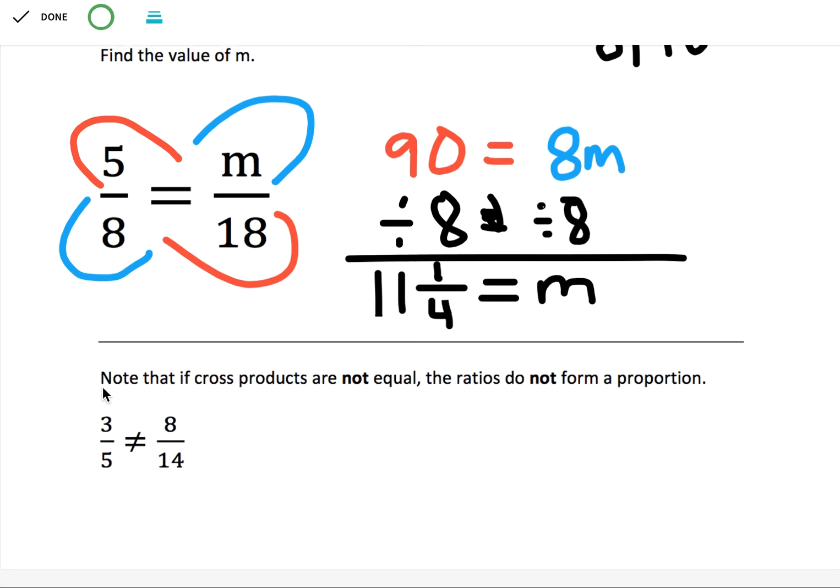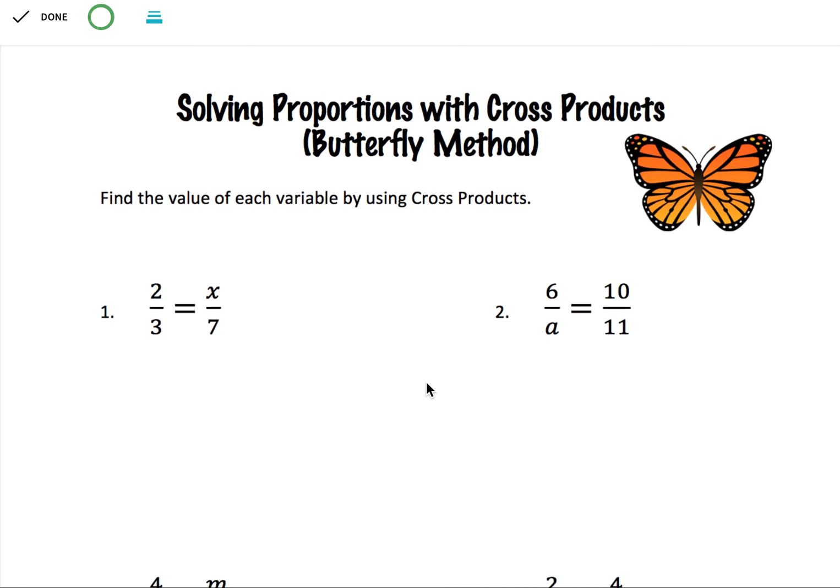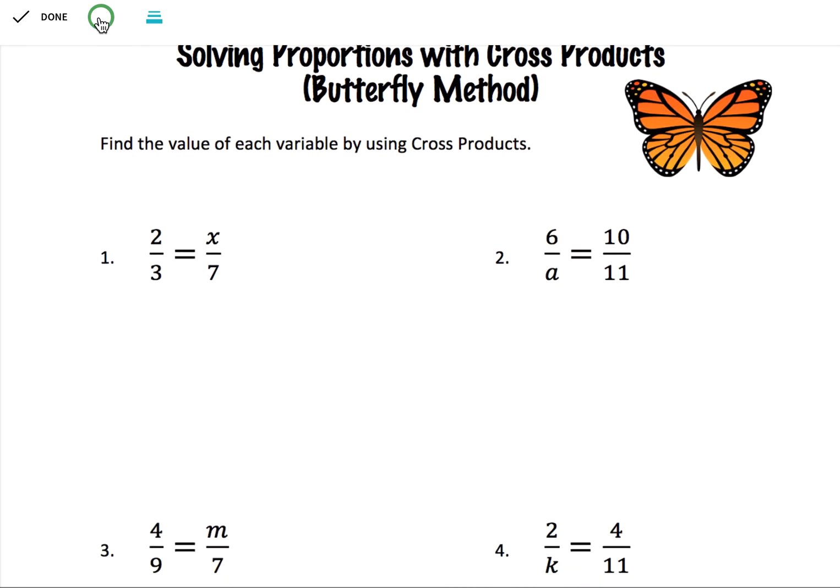And note that if the cross products are not equal, ratios don't form a proportion. That's sort of the inverse of this principle. So let's do one more with the butterfly method. Here we have 2/3 equals x over 7. So 2 is a little bit less than 3. X is going to be a little bit less than 7. But let's find out exactly what it is.